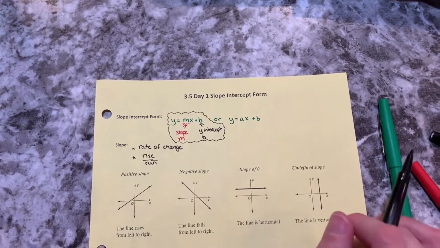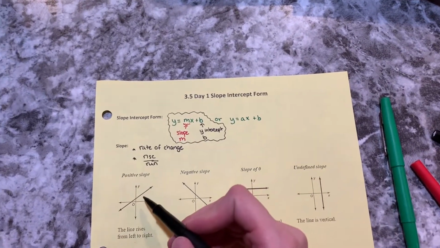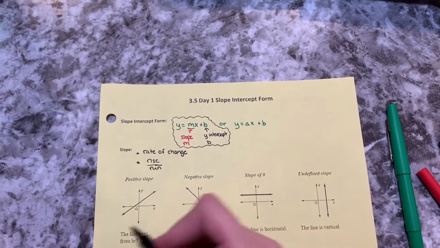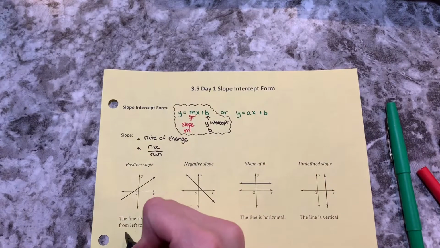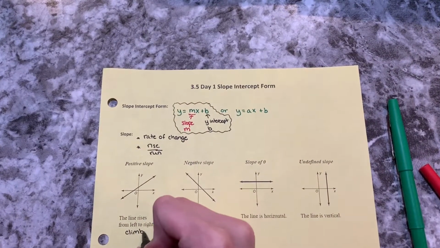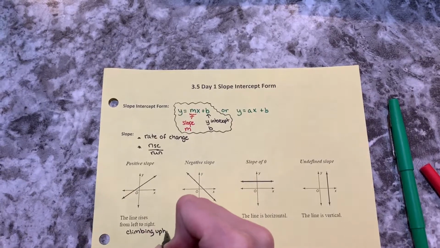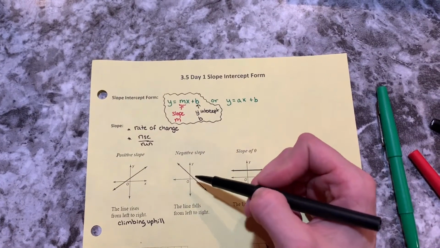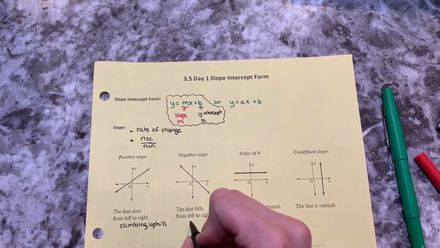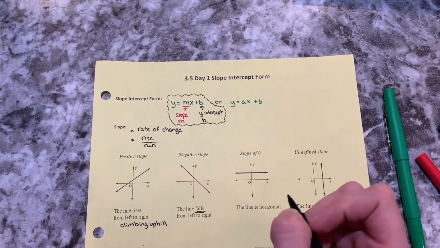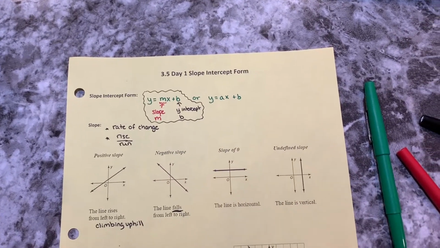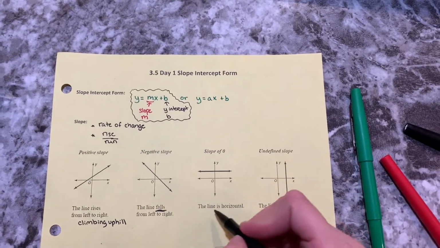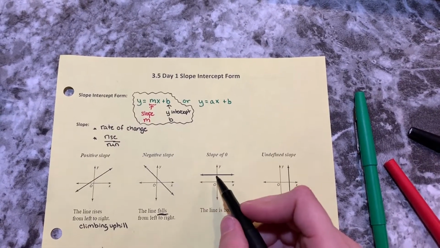So there are 4 possibilities for what slope could be. We could have a line with a positive slope, and the slope, if it's positive, is going up, like you're climbing uphill. You could have a line with a negative slope, and with a negative slope the line is going down, like you're falling. And then the other 2 options are kind of weird. These are the ones where we have a horizontal line or a vertical line. Whenever we have a horizontal line, the slope is 0.